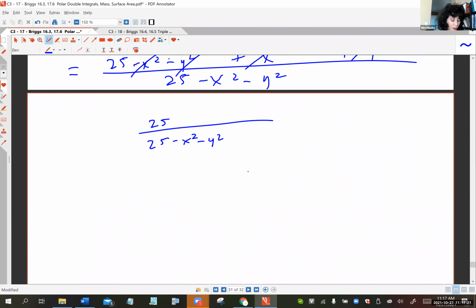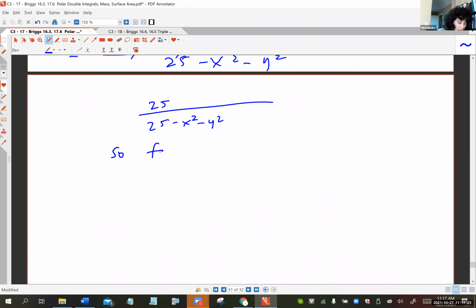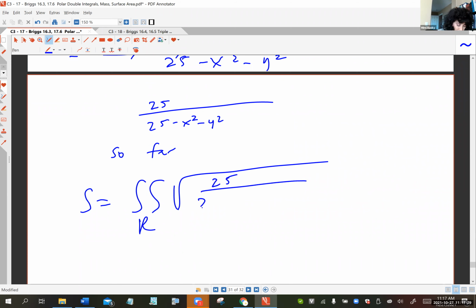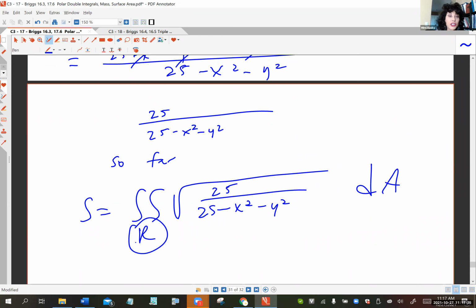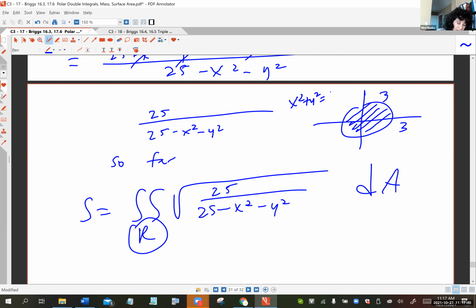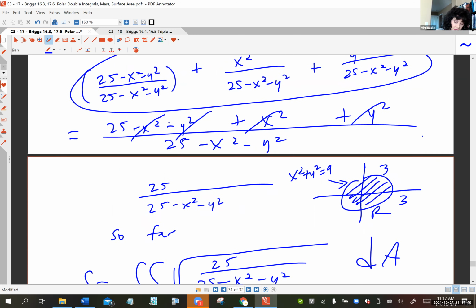And remember, that was under the radical. So what do we have so far? So far, our surface area is going to look like this. Okay, now what is R? That's the region in the XY plane. Well, what was that? That was the cylinder, the cylindrical surface, the x squared plus y squared equals 9 type of deal. That's your R.